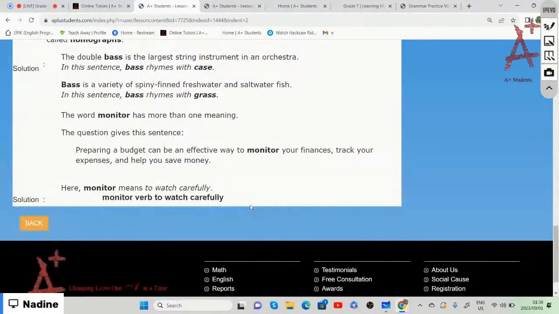And like we said, this is basically to do with being effective. So monitor means to watch carefully. And if monitor means to watch carefully, it's like to be safe on the road, put on your helmet, put on your gear, and be safe on the road. Or watch carefully, sorry. Monitor means to watch carefully.